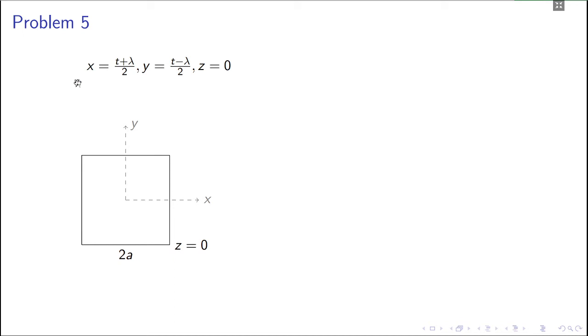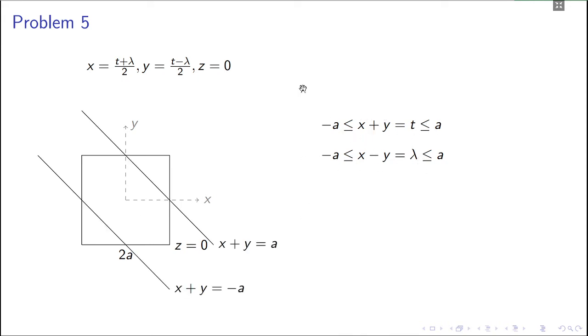So the midpoint has this locus: X equal to T plus lambda by 2, Y equal to T minus lambda by 2. So if you look at X plus Y, it will be T, and T will vary from minus A to A. So the line X plus Y will go from minus A to A. And the line X minus Y, if you look at that, the value of that will be lambda, and lambda will vary from minus A to A. So the locus is basically the region between minus A to A and minus A to A.